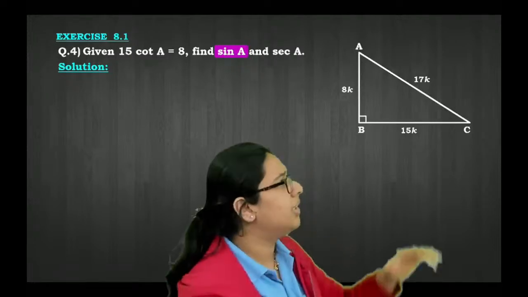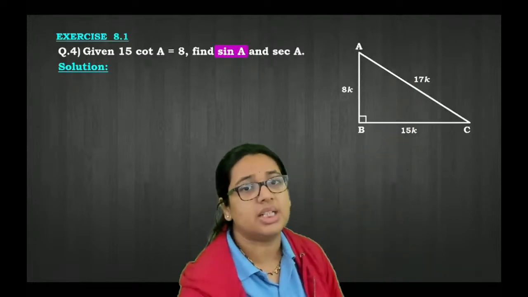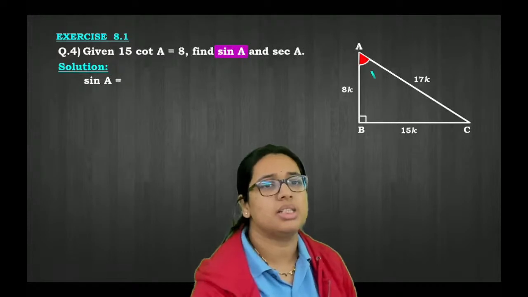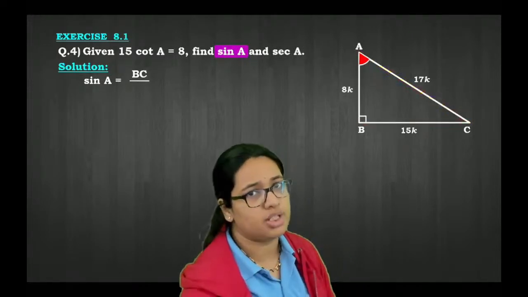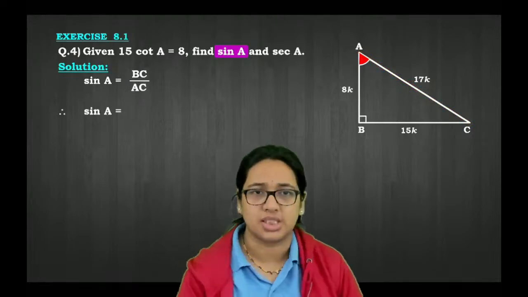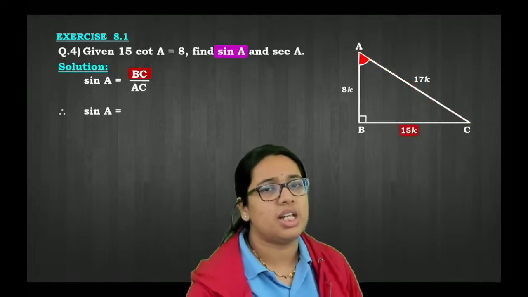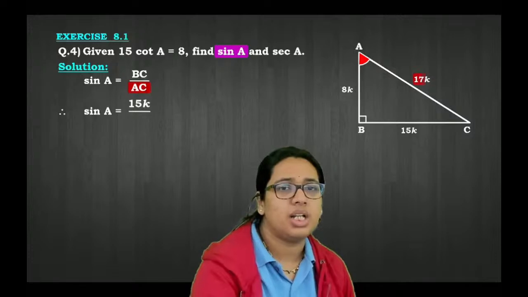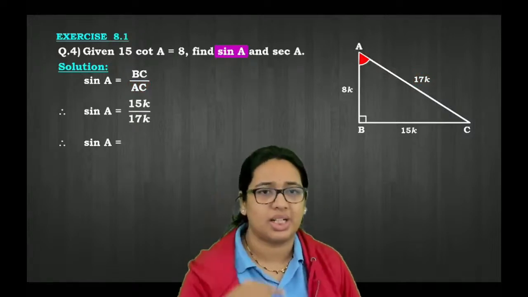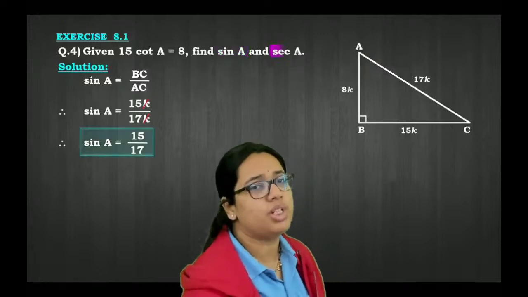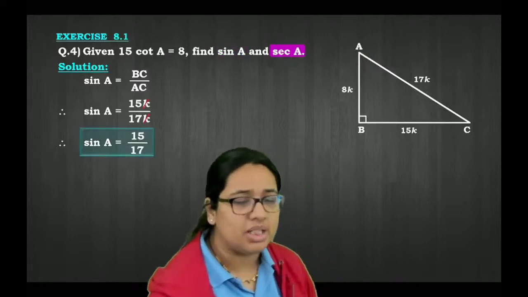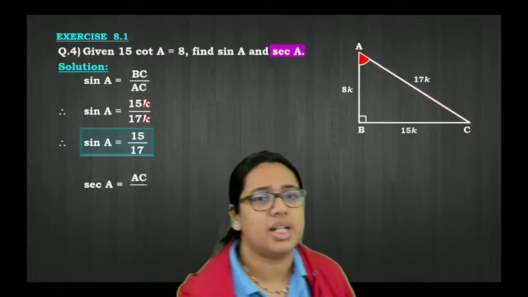This is the case, so you only have to use the ratio. Sin A is nothing but O upon H, opposite upon hypotenuse, that is BC upon AC. Hence sin A will be 15k upon 17k, so that k will get cancelled and sin A will be only 15 upon 17. Similarly, can you solve for the sec A?